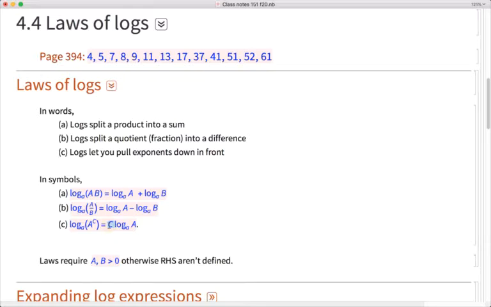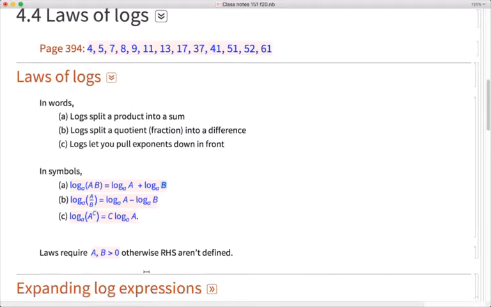Right, for these laws to hold, the numbers or the expressions, these A's and B's here, have to be greater than 0. And the simple reason for that is that the domain of the log function, something that we looked at last time, is values greater than 0. So this capital A and B appearing on the right-hand side have to be greater than 0, otherwise they're not defined.